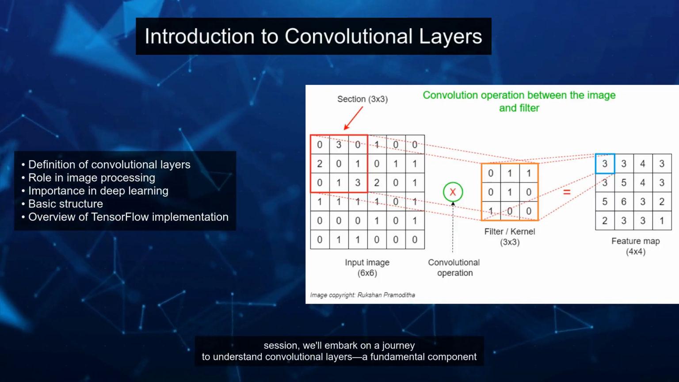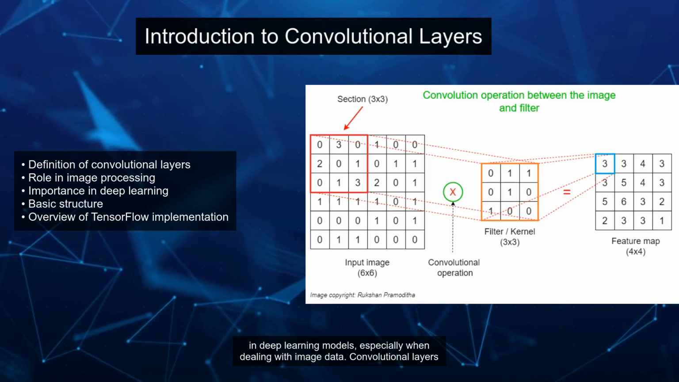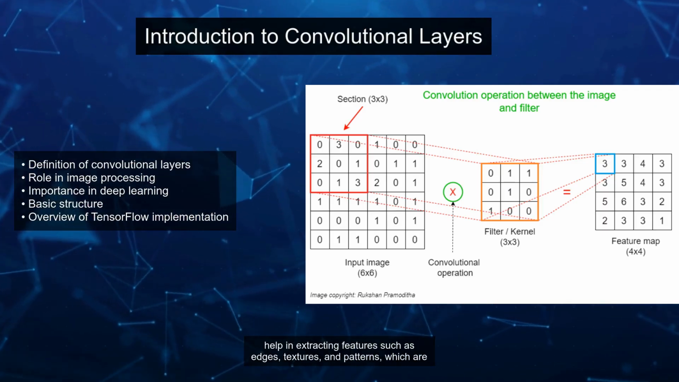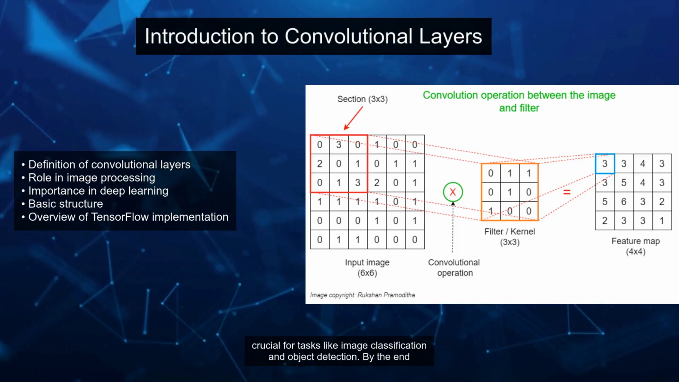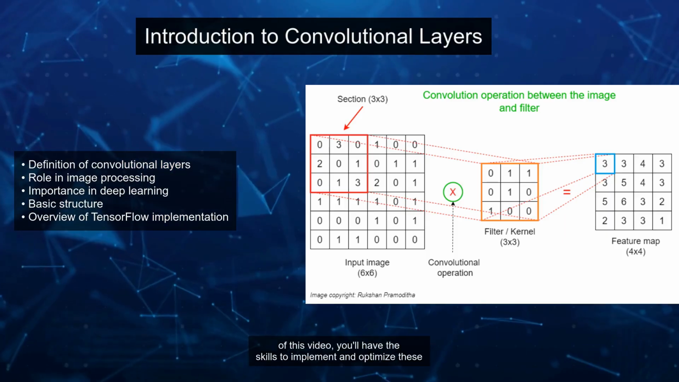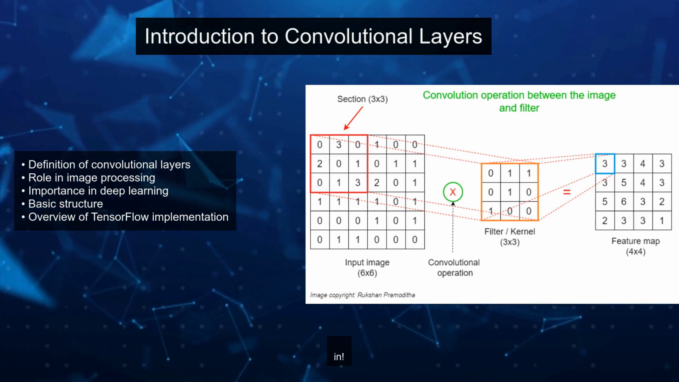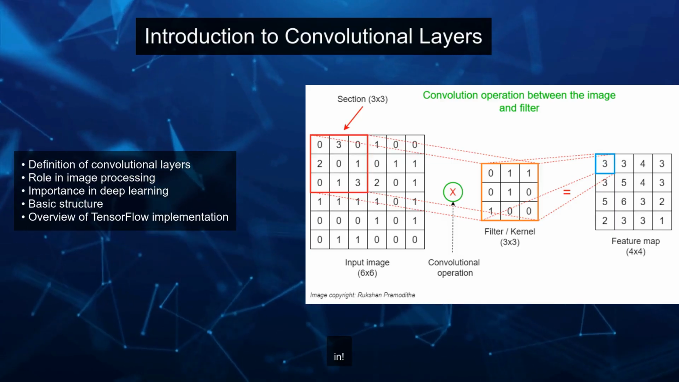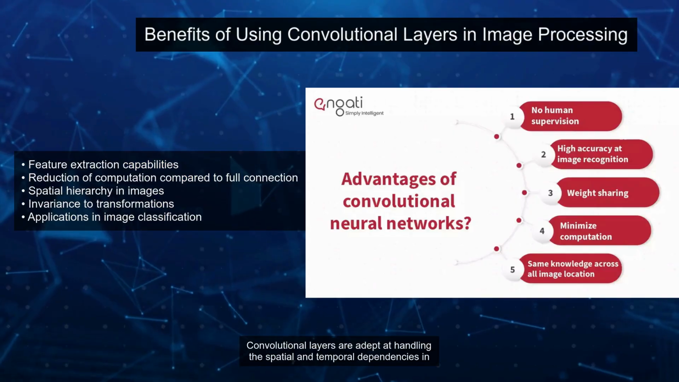In this session, we'll embark on a journey to understand convolutional layers, a fundamental component in deep learning models, especially when dealing with image data. Convolutional layers help in extracting features such as edges, textures, and patterns, which are crucial for tasks like image classification and object detection. By the end of this video, you'll have the skills to implement and optimize these layers in your TensorFlow models to enhance performance and accuracy. Let's dive in.